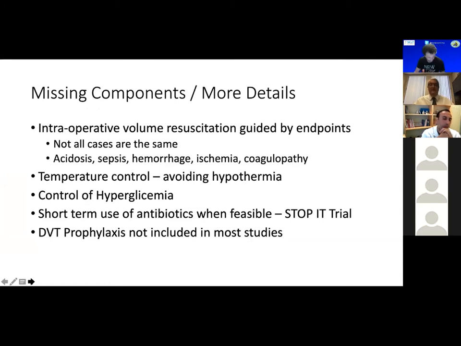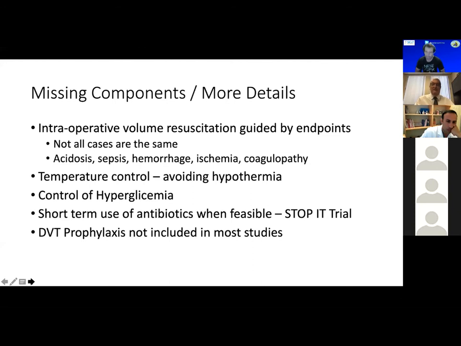So here, intraoperative volume resuscitation guided by endpoints. I think it's a component that needs a little more detail. We need to flesh this out better. Not all cases are the same. So just saying, well, we are going to try to avoid giving a lot of fluids is great, but how do you do that? We need to flesh those ideas out. We need to create those algorithms so people can embrace this, so they don't have to think about developing their own guideline or their own algorithm. It is our responsibility then, as a professional organization, to work collaboratively and develop those algorithms for them.